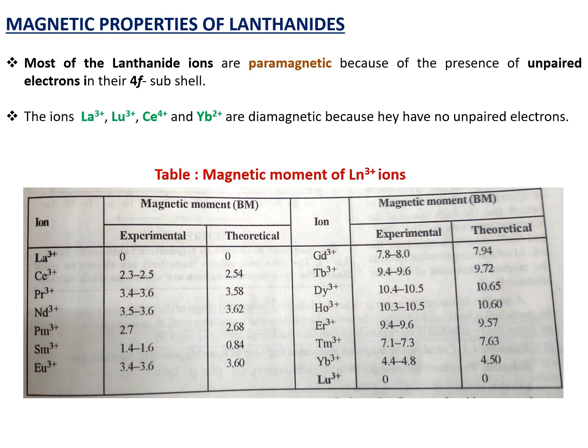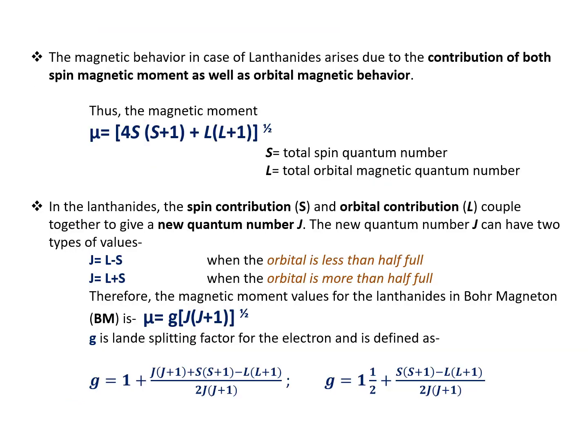Magnetic properties of lanthanides. Most of the lanthanides are paramagnetic due to the presence of unpaired electrons in their 4f subshells. Lanthanum, lutetium, cerium and ytterbium are diamagnetic because they have no unpaired electrons. Thus, magnetic behavior in the case of lanthanides arises due to the contribution of both spin magnetic moment as well as orbital magnetic moment. In the lanthanides, the spin contribution and orbital contribution are coupled together to give the quantum number J.